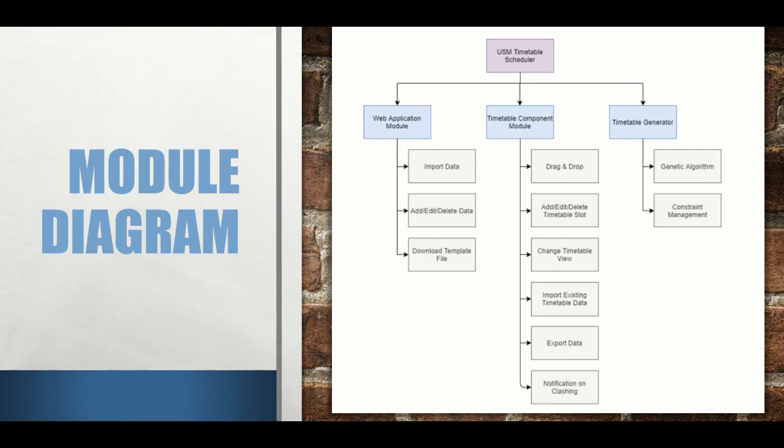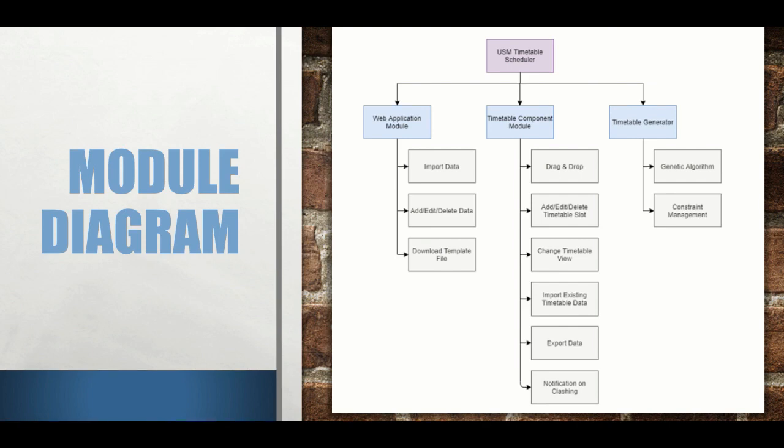This project is separated into three modules. The first module is the web application, which is the system user interface that allows the scheduler team to import data into the system and organize their data before designing the timetable manually or through auto-scheduling. The second module is a timetable component module to visualize the timetable data into timetable format.